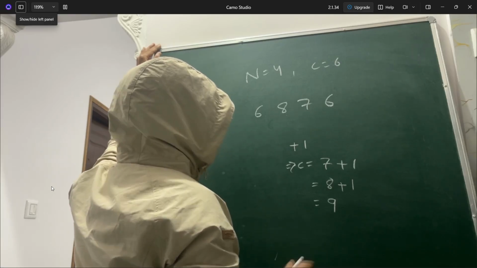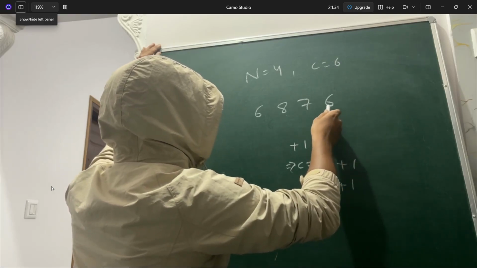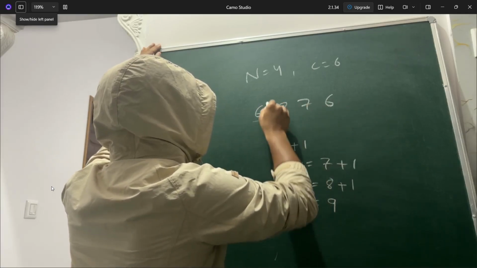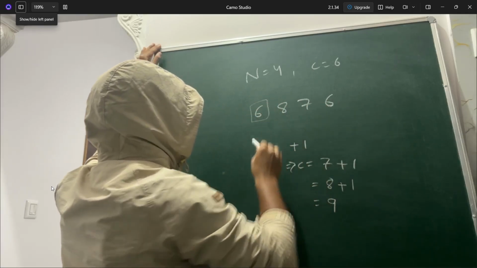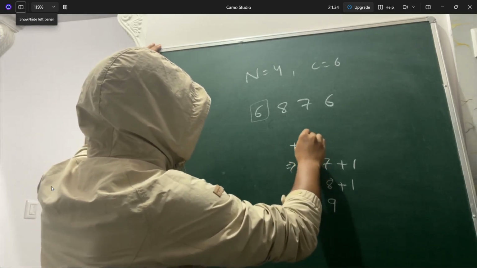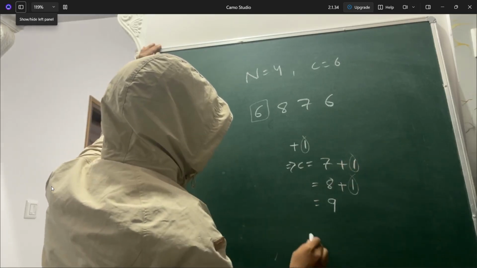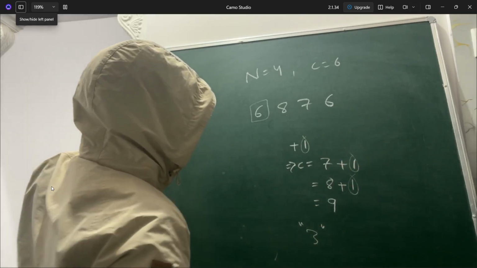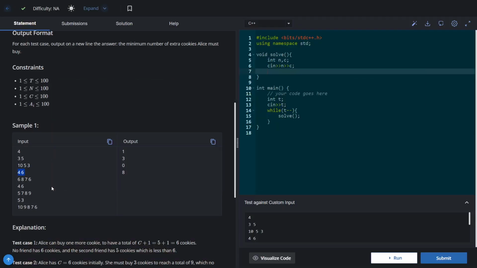And 9 is strictly greater than the least number, the friend who has the least number of cookies. So the extra cookies she is purchasing are 1, 2, 3. In this case you will have to return 3. I think you guys got what it is saying.